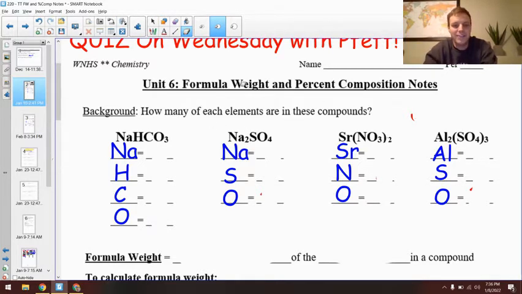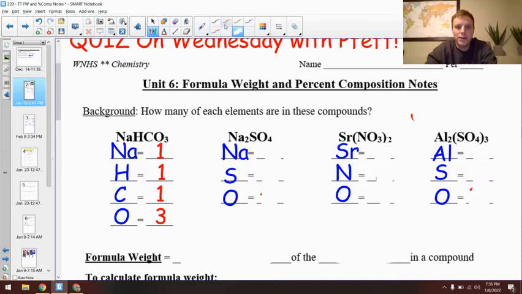That's just him. Anyways, we need to count how many atoms of each element are present in these compounds. For this first one, NaHCO3, also known as sodium bicarbonate, if you're using your blue polyatomic ion sheet, it has 1 sodium, 1 hydrogen, 1 carbon, and 3 oxygens. Remember, that little subscript at the end, this 3, only applies to what's right before it, which would be the oxygen in this case. And so we have 3 oxygens.